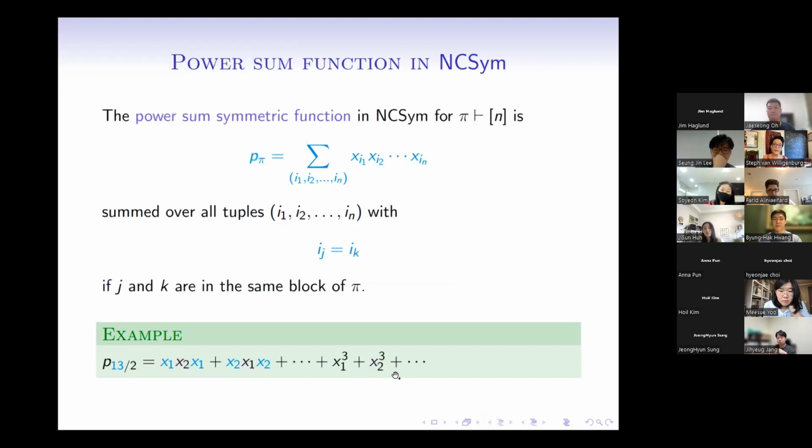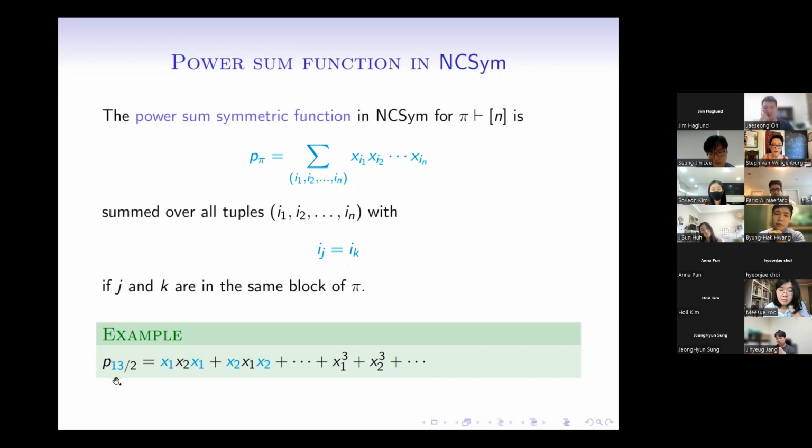So that's our first basis. The next basis we're going to look at is going to be the power sum symmetric functions in non-commuting variables. And so here again, we're going to get a sum of monomials where the variable in the jth position is equal to the variable in the kth position if j and k are in the same block.